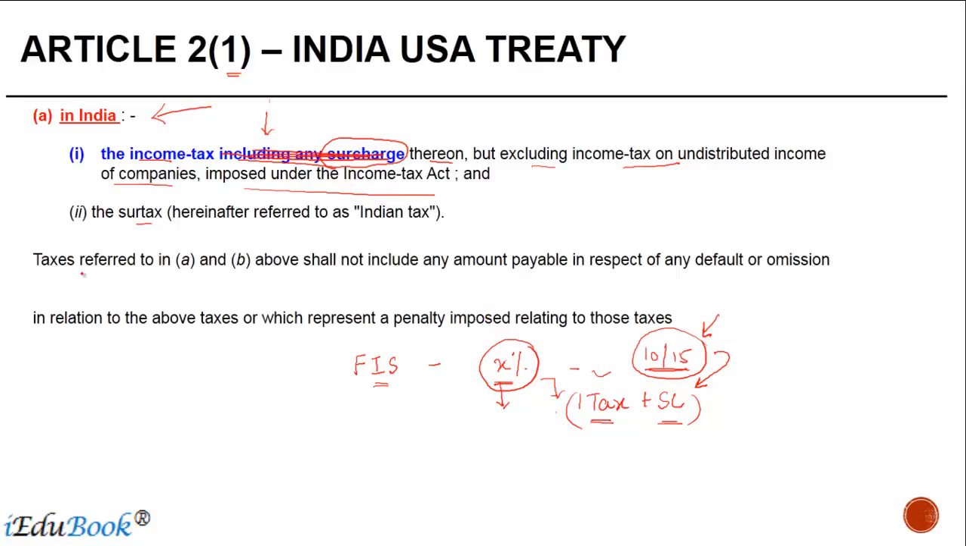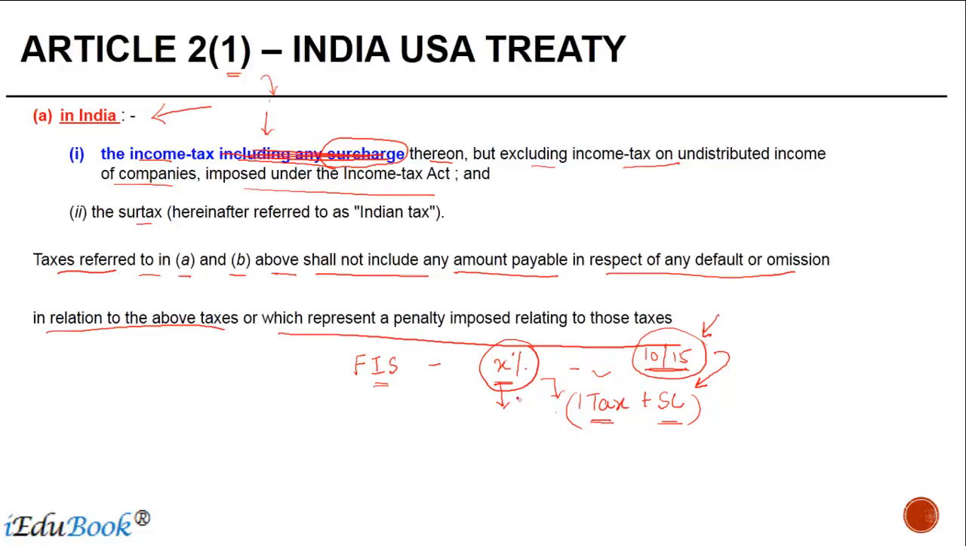And then the last line: taxes referred to in A and B above, which is in India and the US, shall not include any amount payable in respect of any default or omission in relation to the above taxes or which represents a penalty imposed relating to those taxes. So if there is any interest which is levied for late payment of tax, that is not something which is going to get covered within the definition of tax. Or for that matter, if there is a penalty which is applied for not complying with certain tax or not paying up the taxes, those are not something which is covered within the meaning of tax.